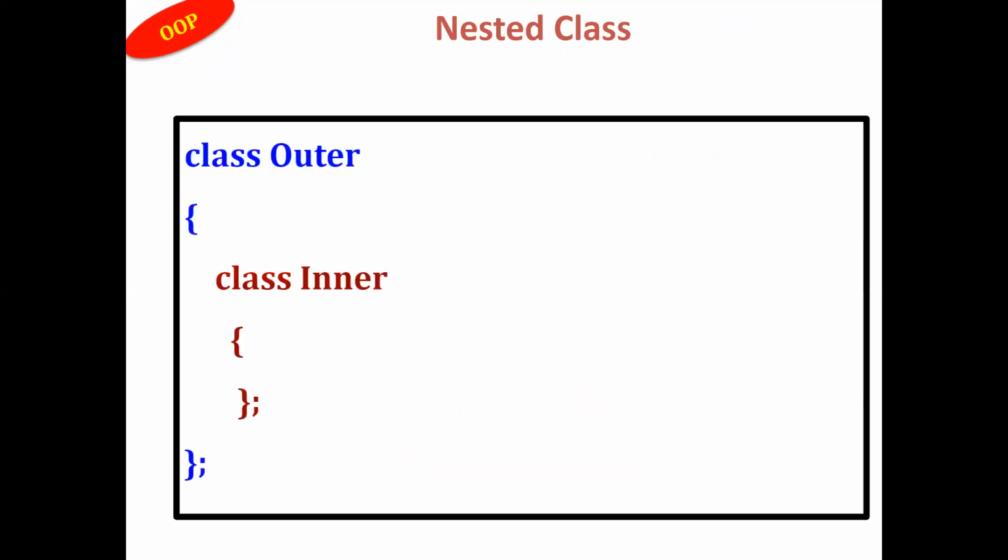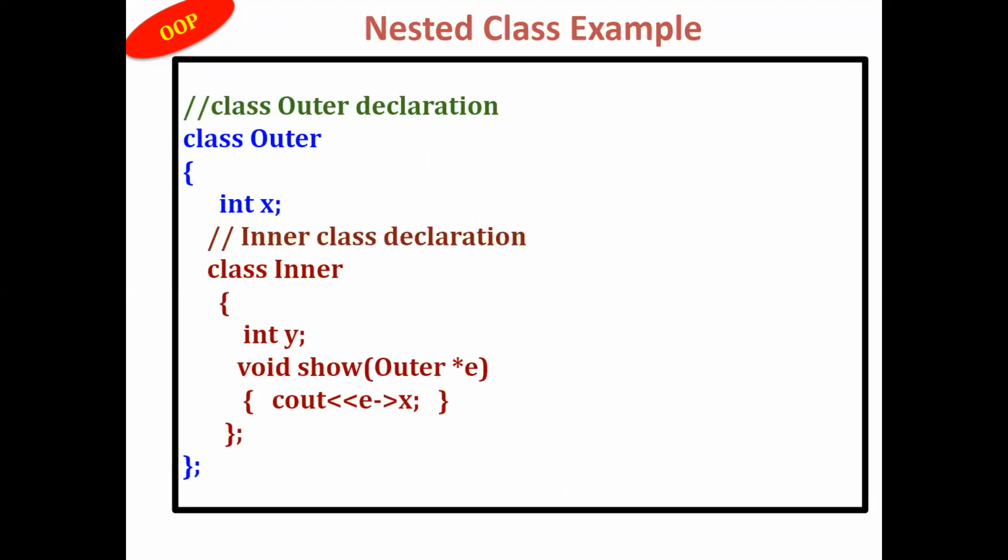So if class outer is there, class inner is there. So inner class is declared inside the class outer. Here we can see X is a member of outer class and Y is a member of inner class. The show function is a member of inner class.